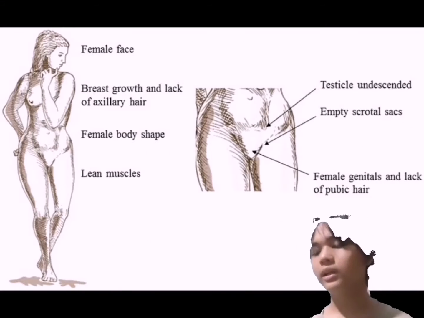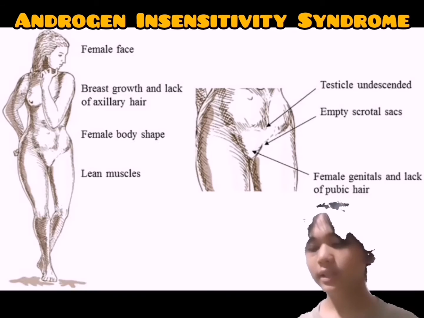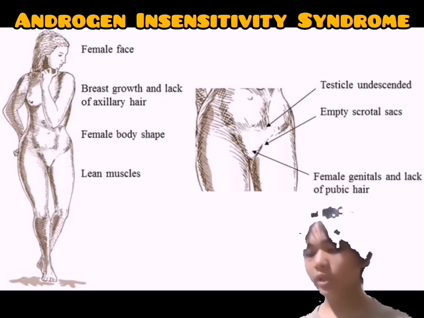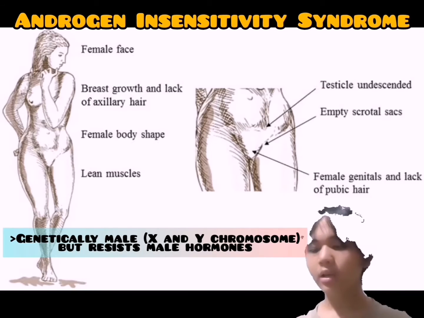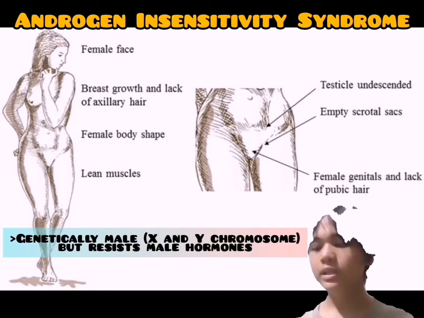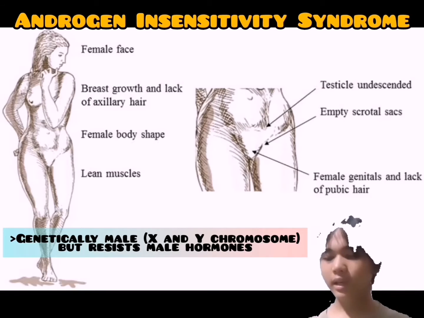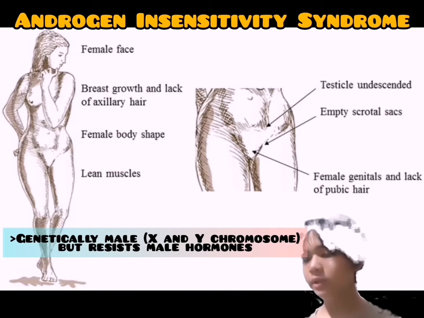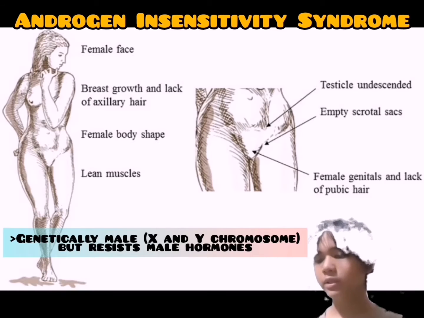AIS, also known as androgen insensitivity syndrome, is when a person who is genetically male, or a person who has one X and one Y chromosome, is resistant to male hormones called androgens. As a result, the person has some of the physical traits of a woman, but the genetic makeup of a man.